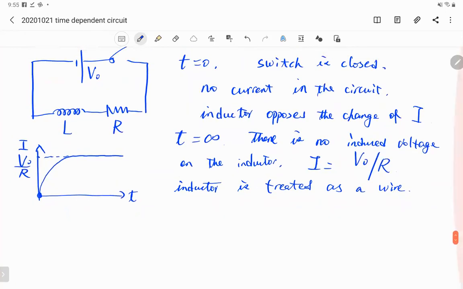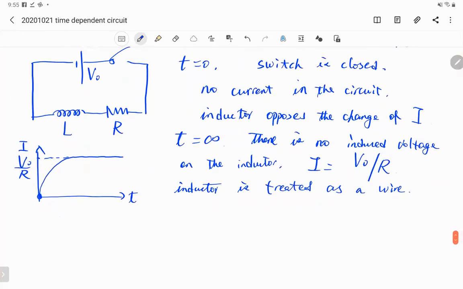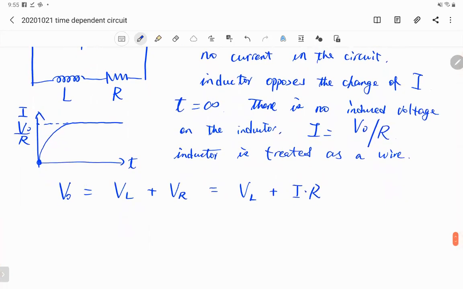So we can go back to the first equation. The battery's voltage is equal to the voltage of the inductor plus the voltage of the resistor. Ohm's law tells us the resistor's voltage is the current times the resistance. We also know the voltage induced by the inductor is equal to the inductance times the change of the current.